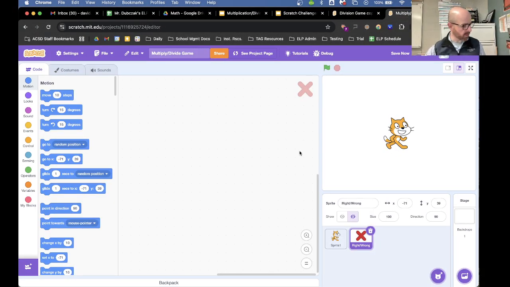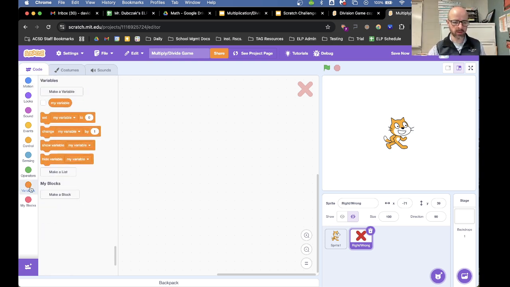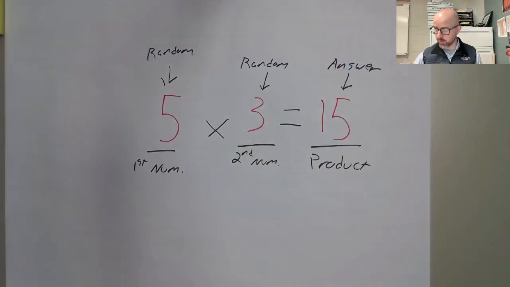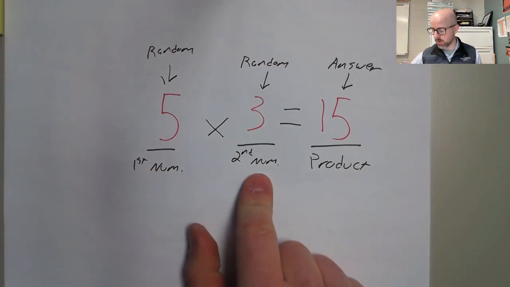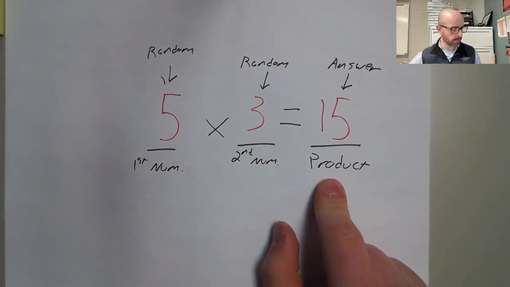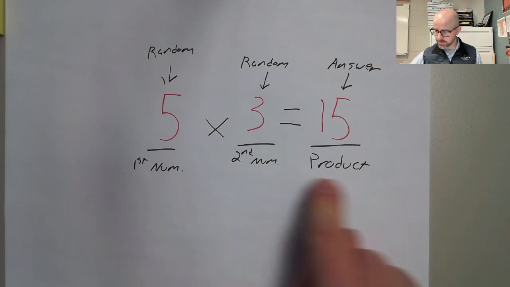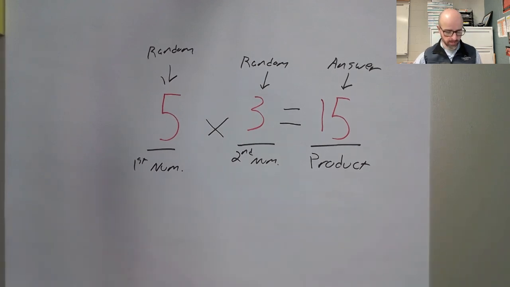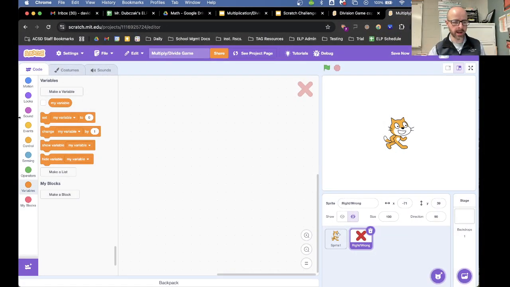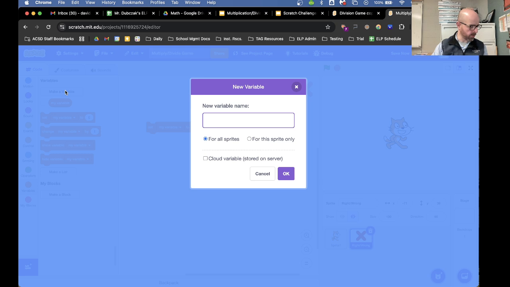All right, the first thing I need to do, I'm going to create variables, and that is under here in the variables drawer. Now, I will have 3 different variables. Let's look at what those are. For my 3 variables, I had a random first number, a random second number, and a product. So those will be my 3 variables. If I come back and I look at this, let's do set, I need to make a variable here. So let's make these 3 variables.